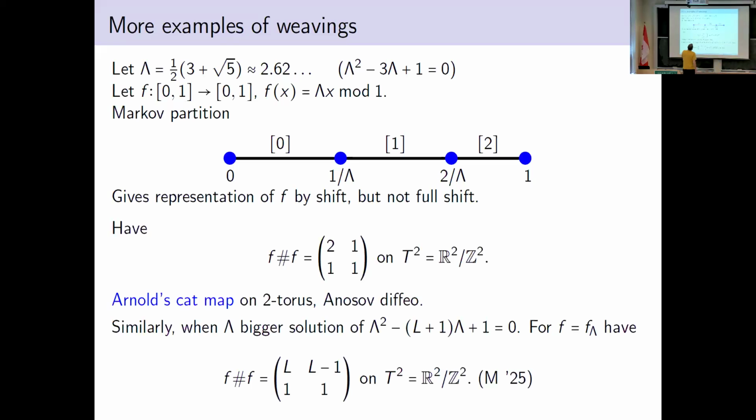Okay, and so why am I interested in this? Well, if I weave this here with itself, what I actually get is this map on the 2-torus, right? Which is the plane modded out by Z squared, okay? Which is known as Arnold's cat map.